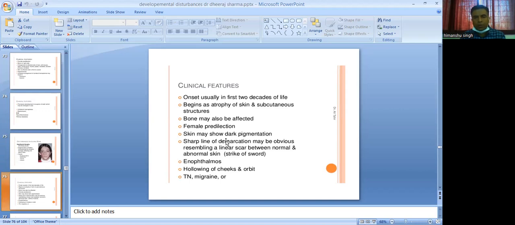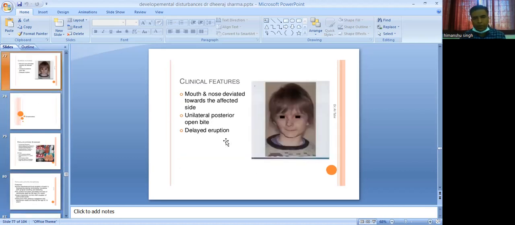The skin may show dark pigmentation. There is a sharp line of demarcation, which is obvious, having a linear scar between normal and abnormal skin. It is called en coup de sabre. Enophthalmos, sinking of the cheek and orbit. Then we have trigeminal neuralgia. The patient may also suffer from myelitis. As you can see in this photograph, the mouth and the nose are deviated toward the affected side. Unilateral posterior open bite is seen in some cases.